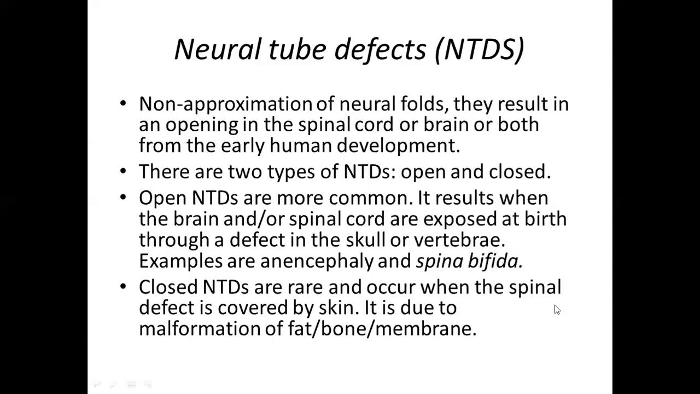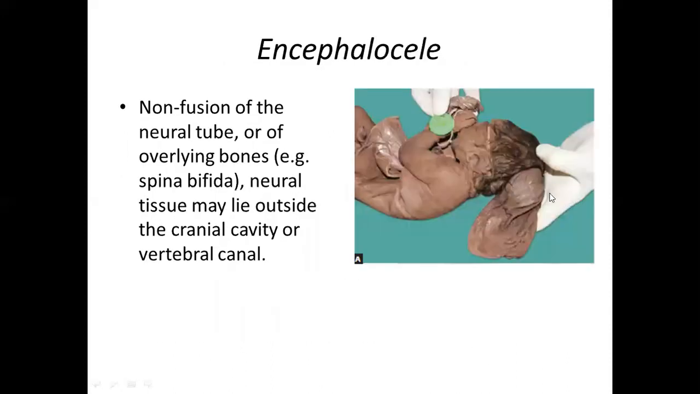Then the closed neural tube defects are rare and they occur when the spinal defect is covered by skin. So it is due to malformation of fat or a bone or a membrane. So it also comes under neurocristopathies. So first one is the encephalocele, that is because of the non-fusion of the neural tube or the overlying bones. So neural tissue is lying outside the cranial cavity or the vertebral canal.